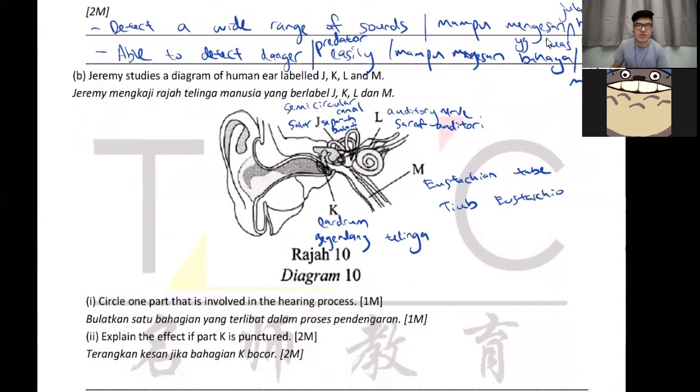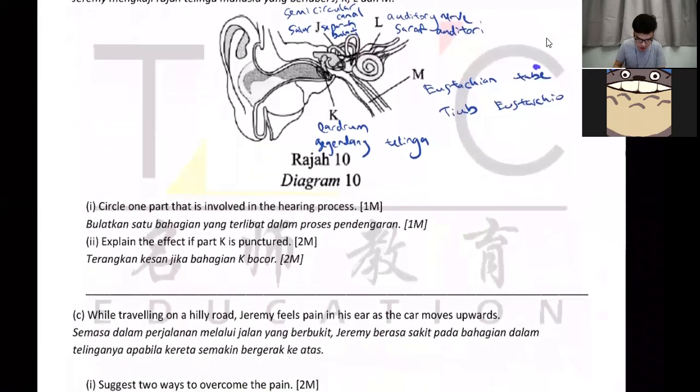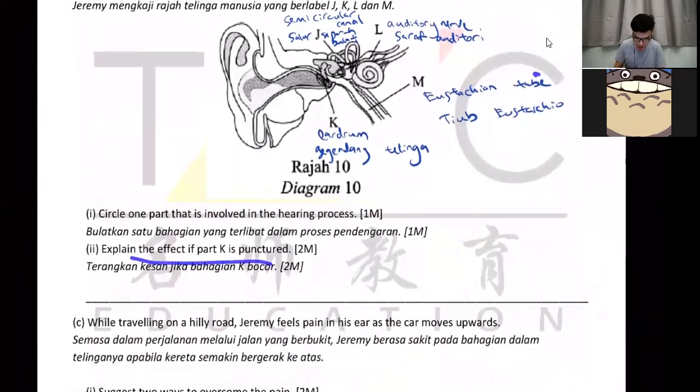How to spell it? Eustachio. Whatever. Almost that spelling. I couldn't spell the word. Okay, after years of teaching, I still couldn't spell this stupid word. Okay, so explain the effect if K is punctured. If you puncture this thing, okay, you are not able to detect sound.